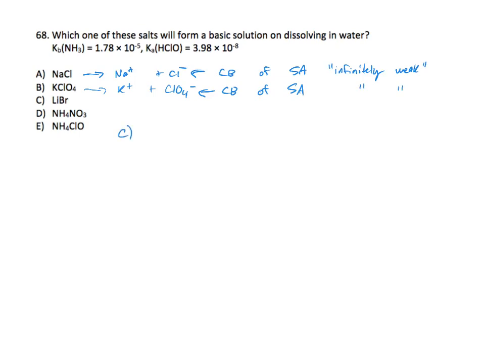For C, we have LiBr, lithium bromide, reacts to make Li plus Br minus. Group 1 again for lithium, and Br is the conjugate base, again, of a strong acid. This is HBr. Therefore, Br minus is infinitely weak, no effect on pH. Also, this would make a neutral solution.